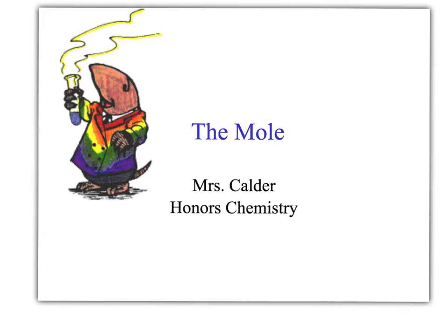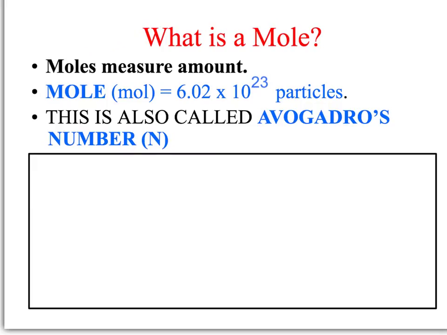Today I'm going to walk you through our latest concept, which is called the mole. So a mole is a unit in chemistry that we use to measure the amount of something. It's also called Avogadro's number after the guy who basically discovered it. And this is how much a mole represents, 6.02 times 10 to the 23rd particles.